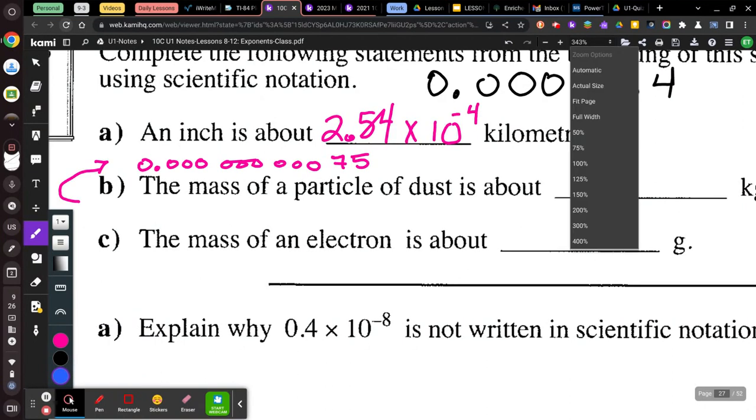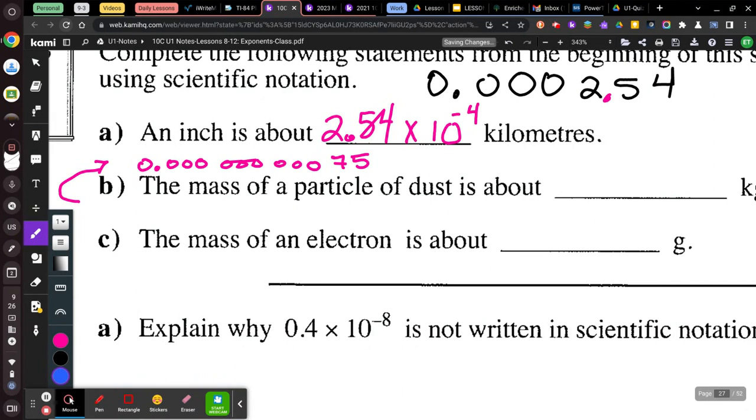Okay, so I need to put my new decimal between the 7 and the 5. That's where it's going to go. So I know I'm going to have 7.5 times 10, and now I've got to count how many spaces are between those two decimals. And I've got 10 spaces between them. So that means my number is going to be a -10. Again, it's negative because my number starts with a 0.